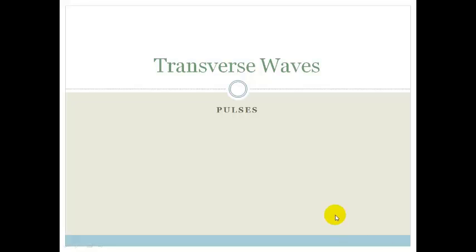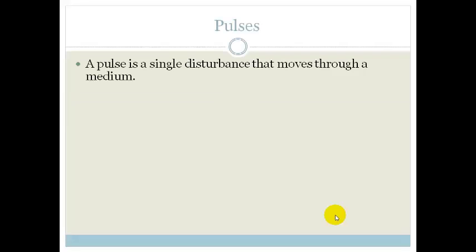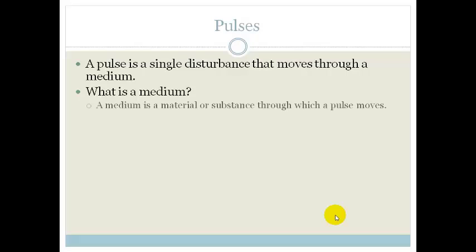Good day, grade 10s. We are studying transverse waves, but in order to learn about transverse waves, we need to learn about pulses. A pulse is a single disturbance that moves through a medium, right? Okay, but what is a medium? A medium is a material or substance through which the pulse moves.